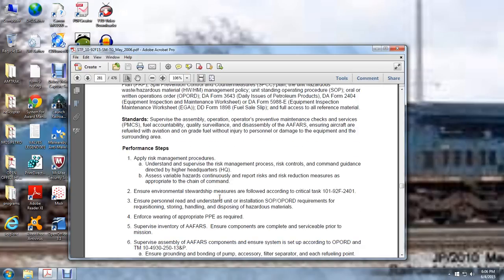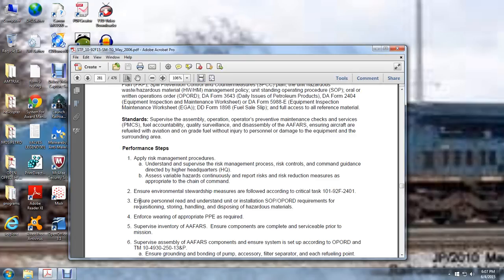and surrounding area. Performance steps: Apply risk management procedures, understanding the supervisory management risk control command guidance directed from higher headquarters. Assess variable hazards, continuously report risk reduction measures as appropriate to the chain of command. Ensure environmental stewardship measures are followed according to critical task 10192F2401. Ensure personnel read and understand the unit installation standard operating procedures and operation order requirements for requisitioning, storing, handling, and disposing of hazardous material. Enforce wearing of appropriate personal protective equipment as required.